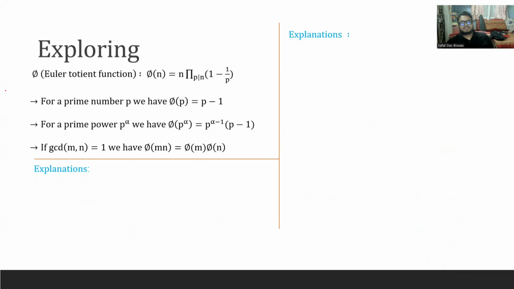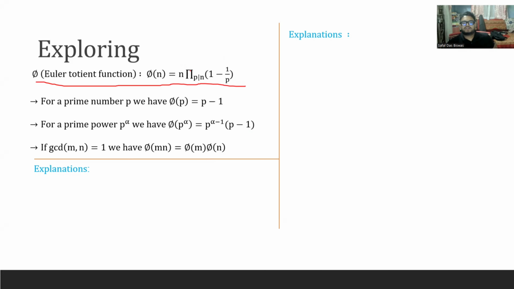So this is one of the very good expressions that number theorists can achieve about phi n. This expression says phi n can be written as n times the product over primes p dividing n of 1 minus 1 by p, right?